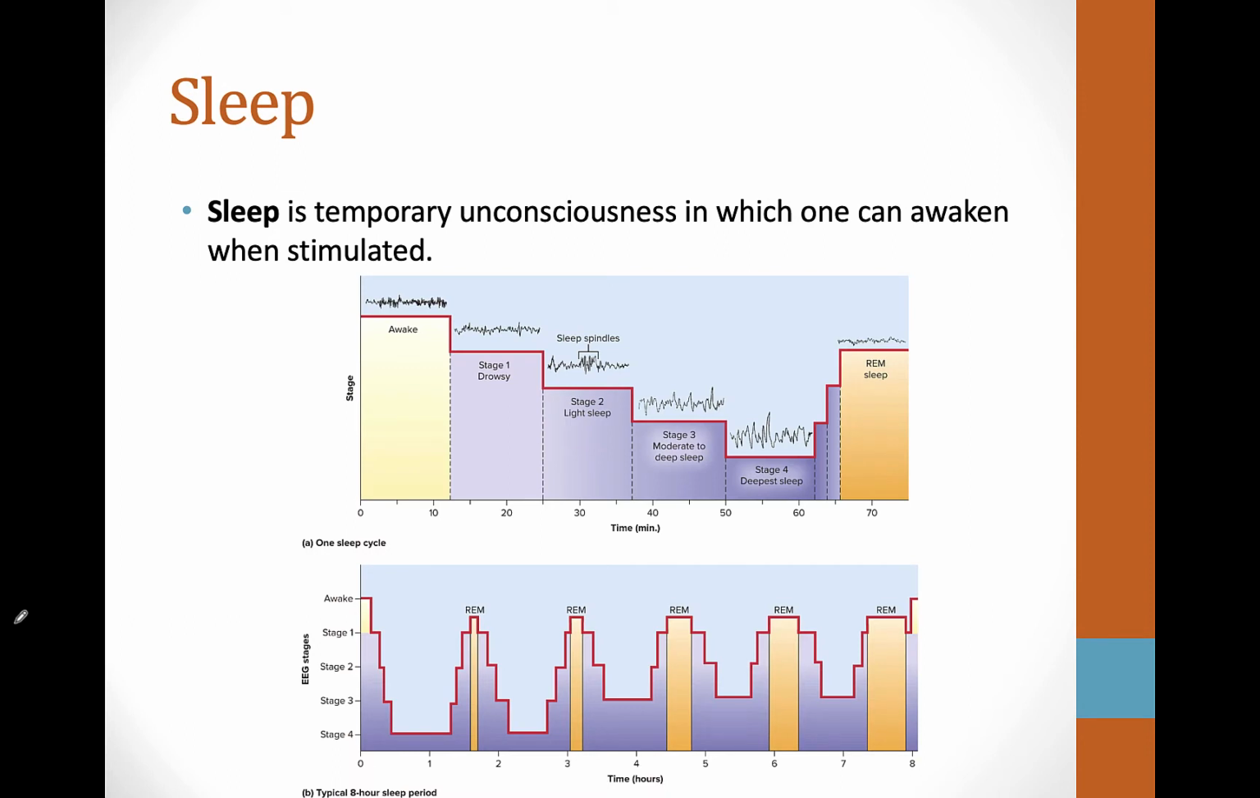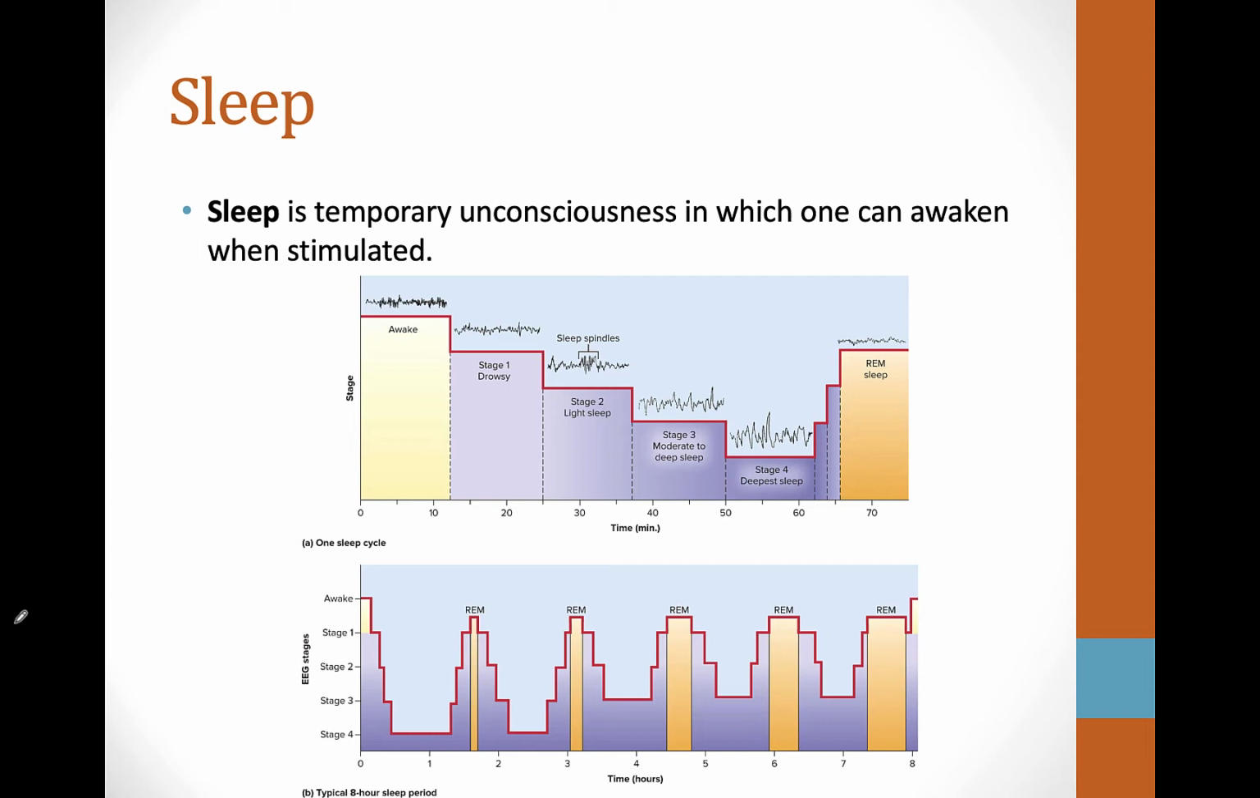Sleep is a temporary unconsciousness, and it's temporary. You can be awoken from it when stimulated. And when you're sleeping, you typically go through several stages of sleep. Stage 1 would be when you're drowsy, relaxed, your thoughts come and go, but you could awaken very easily. Stage 2 happens where you're lightly sleeping.